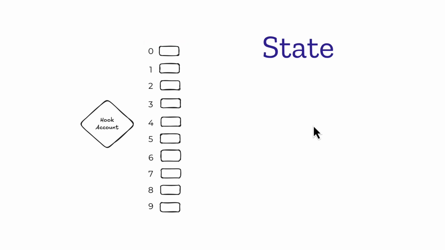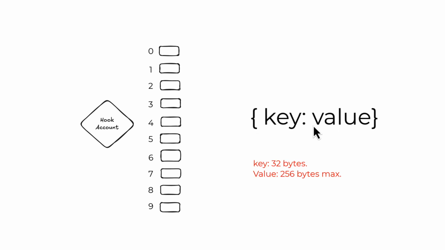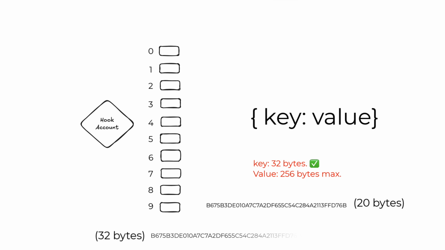Now finally, let's look at the states. It's a key value pair. Key is always 32 bytes and value can be anything till 256 bytes. And the maximum size is determined by validator voting. If you choose account ID as key, which is 20 bytes, then the remaining positions will be filled with zeros automatically, so it will always be 32 bytes.